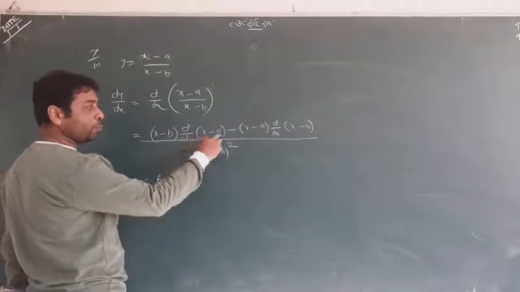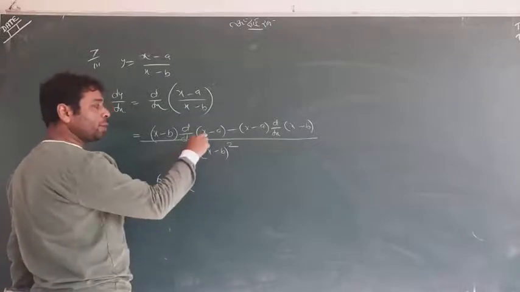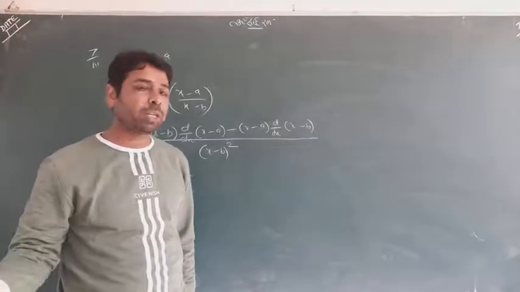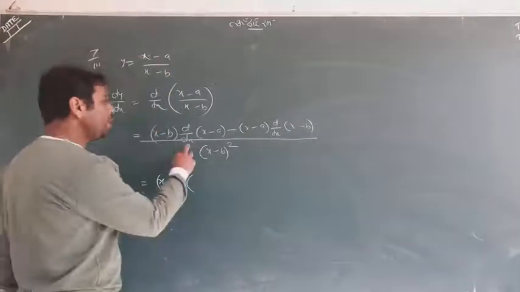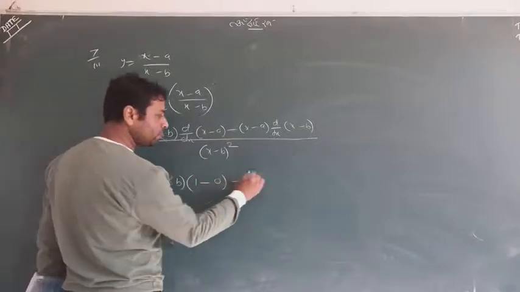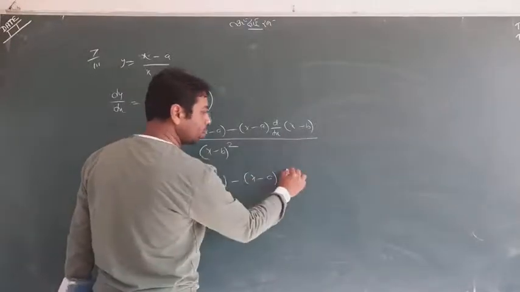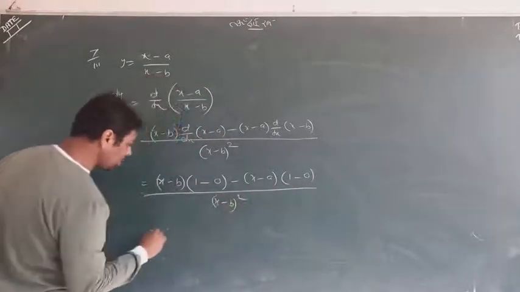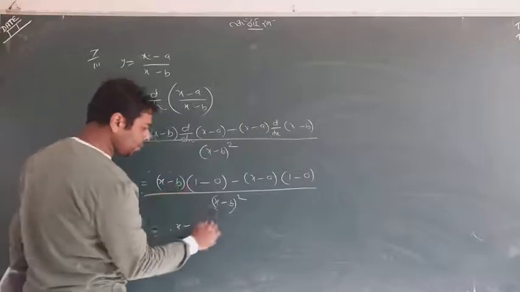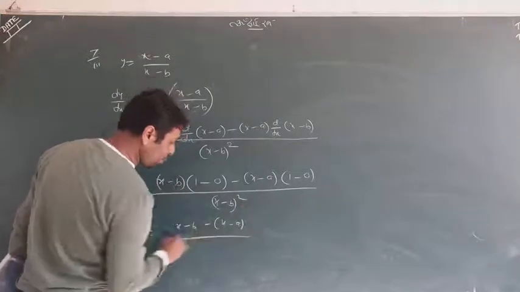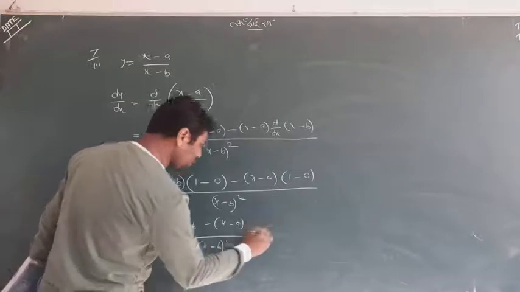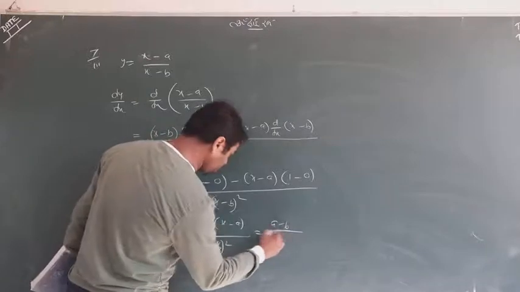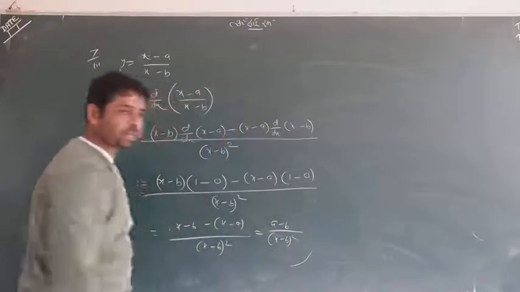D by dx of both will come. Both will be done. So d by dx of x is 1, because it is a minus sign. You know in plus and minus, d by dx separates and comes with all the terms. So d by dx of x is 1 and d by dx of a is 0, and d by dx of x is 1 and d by dx of b is 0, upon x minus b whole square. So your answer can be given: (x minus b) into 1 and (x minus a) into 1 upon (x minus b) square. So your answer is x minus b minus x plus a. x and x cancel and a minus will be remaining upside, over (x minus b) square. That's the answer of the question.